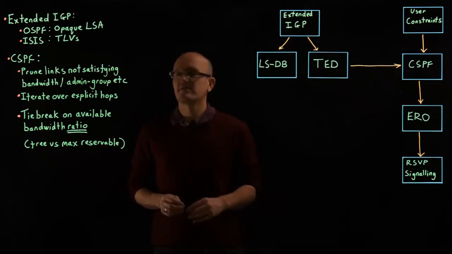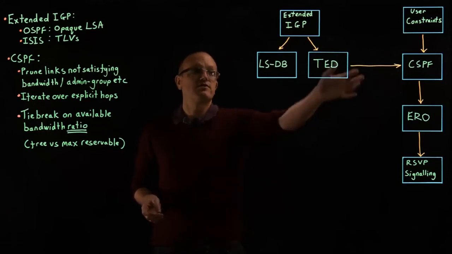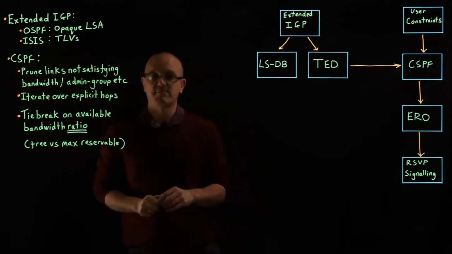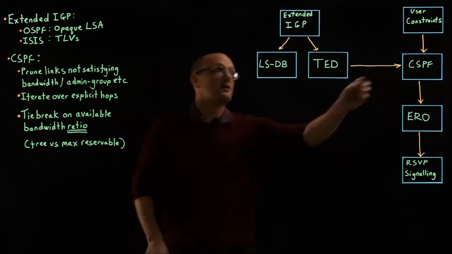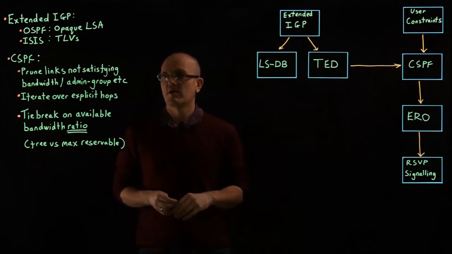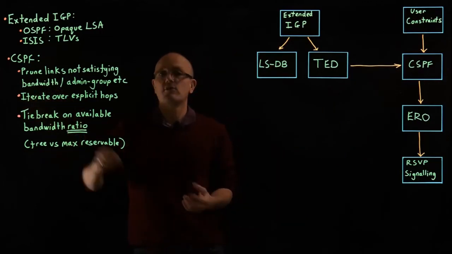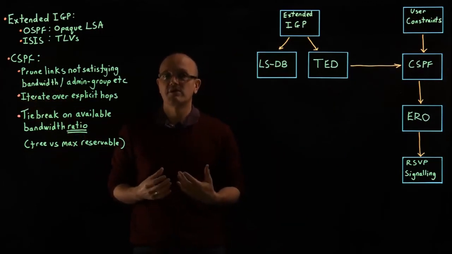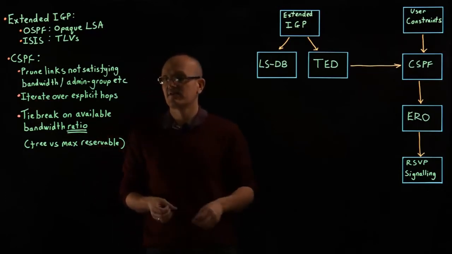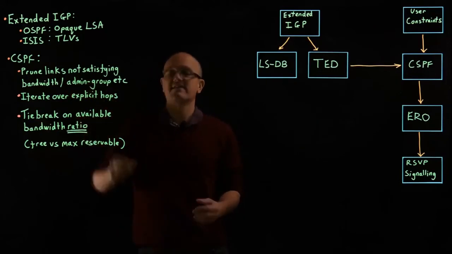So the first thing that CSPF does is it looks at the traffic engineering database and it removes any links from that database that do not satisfy the user constraints that we've specified for a given LSP. So that's things like links that don't have the amount of bandwidth available that the LSP is attempting to reserve, and also links that don't have the correct admin group.